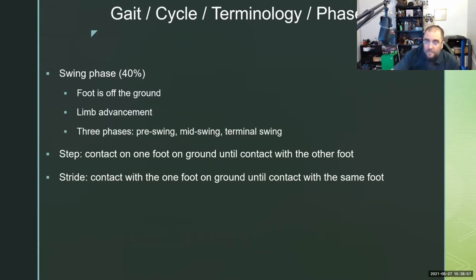So we covered step and stride already. I just want to beat these until the horse is dead. Step is one foot until the other foot. Stride is the same foot contacting two times.